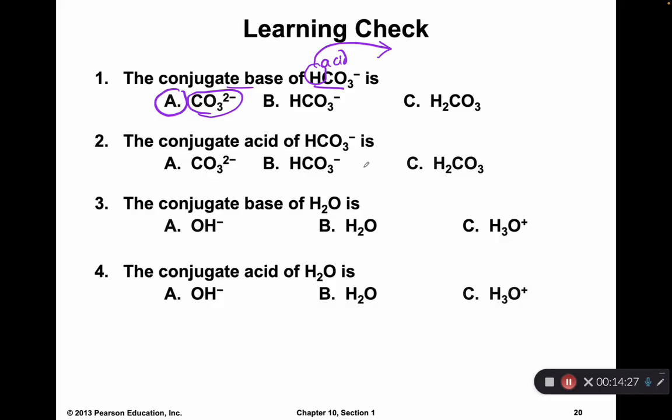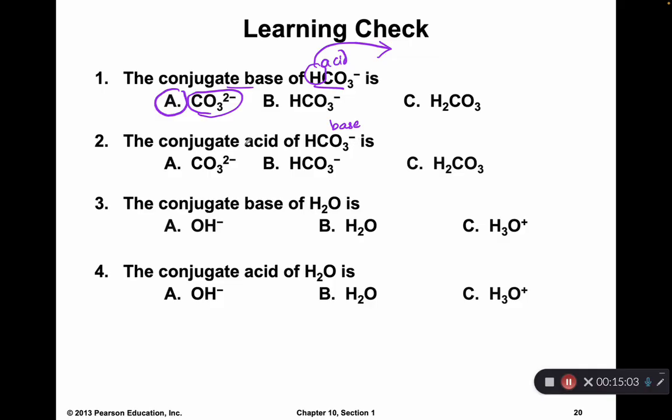Let's try the second one. The conjugate acid of HCO3 minus. Now we have the same species, bicarbonate ion. Now the conjugate acid is asked, which means right now this is acting as a base. That's why it is important to see first what that species is, whether it is an acid or a base. And from there, you use their nature. That's how to proceed with this kind of question.